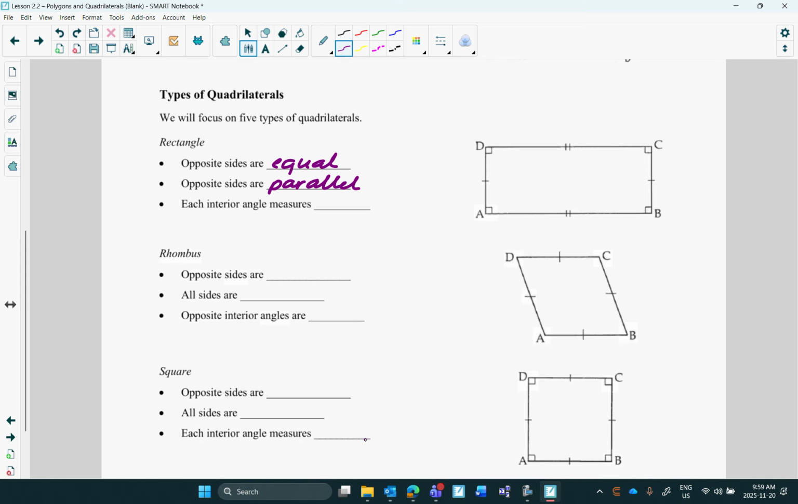And then, what can you tell me about all four angles? They're all equal and they measure, what's the measure of each one? 90 degrees. Yep.